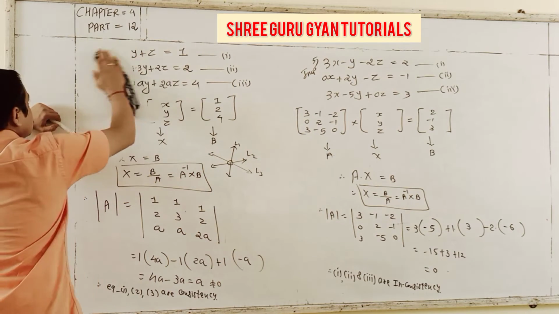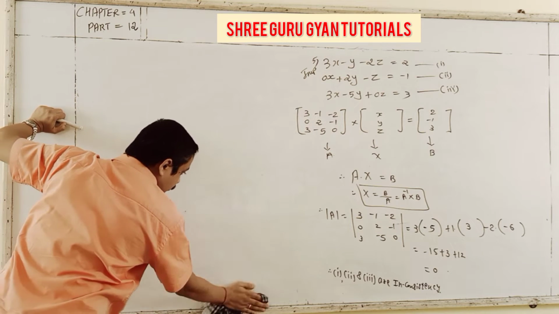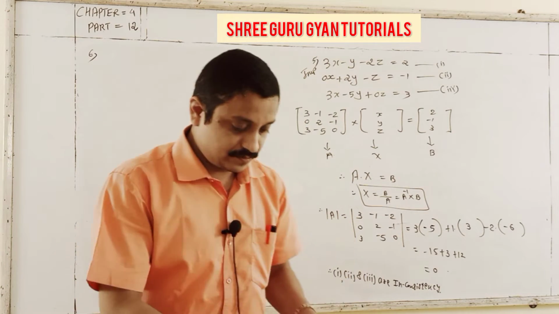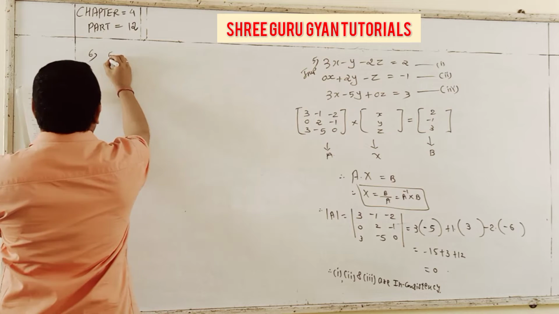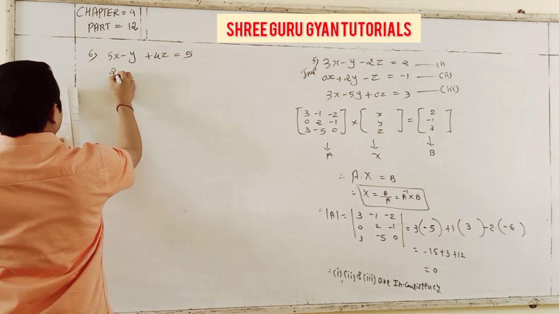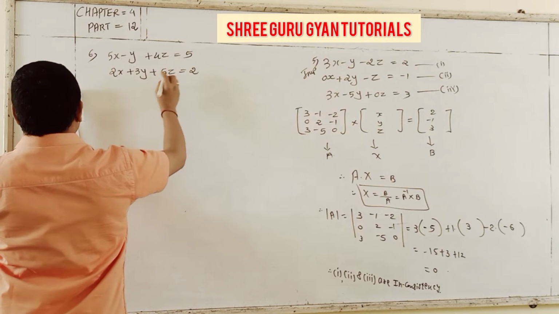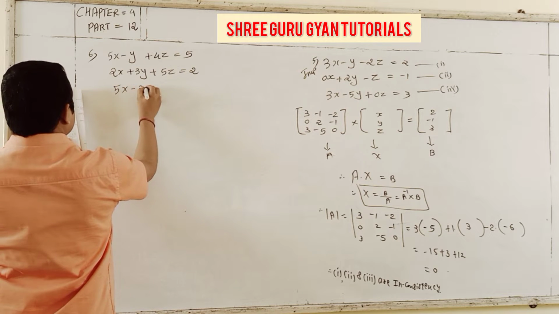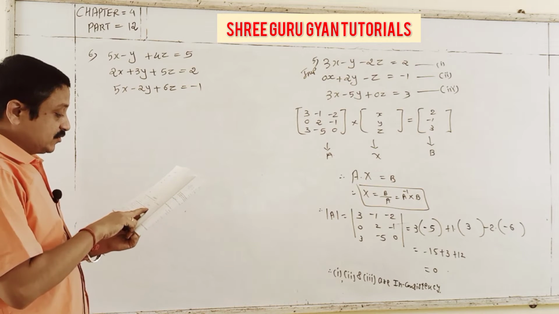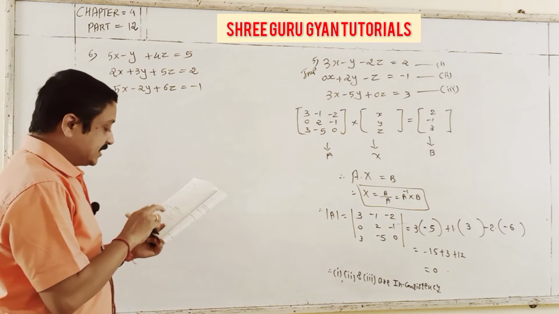Now sixth, same way moving. Equation 3 similarly given. 5x minus y plus 4z is 5. 2x plus 3y plus 5z is 2. And 5x minus 2y plus 6z is minus 1. So 5x minus y plus 4z is equal to 5, 2x plus 3y plus 5z is equal to 2, and 5x minus 2y plus 6z is equal to minus 1.